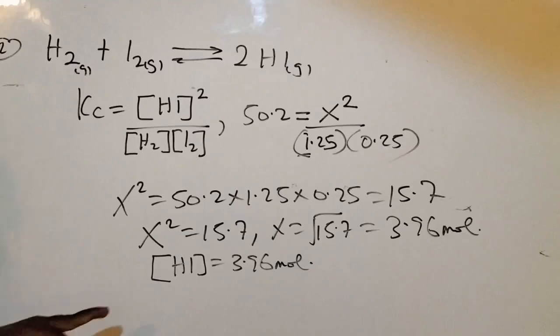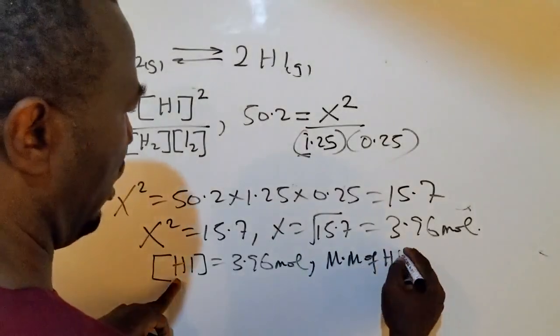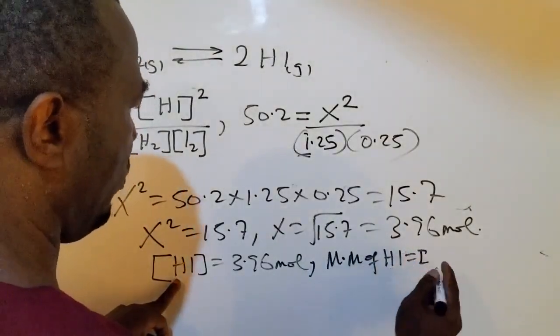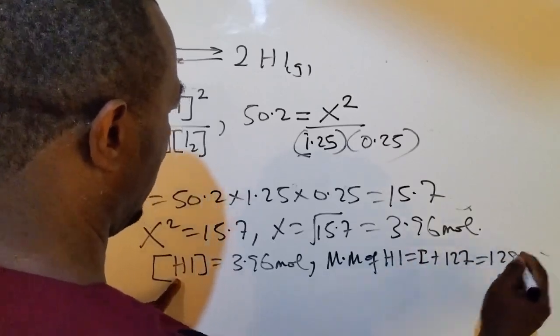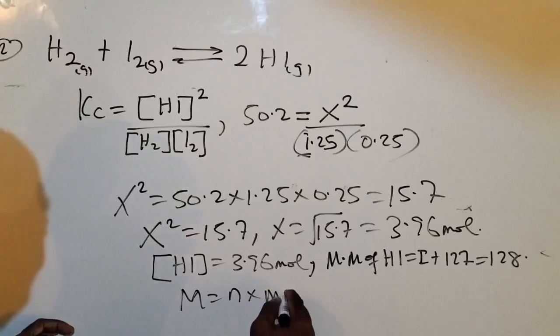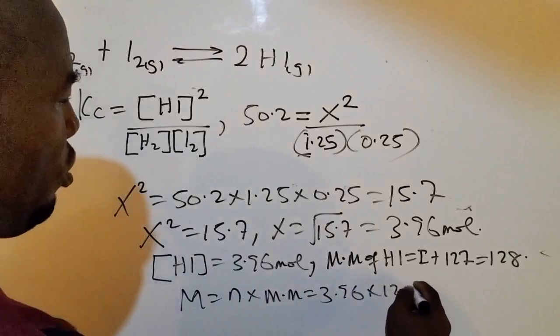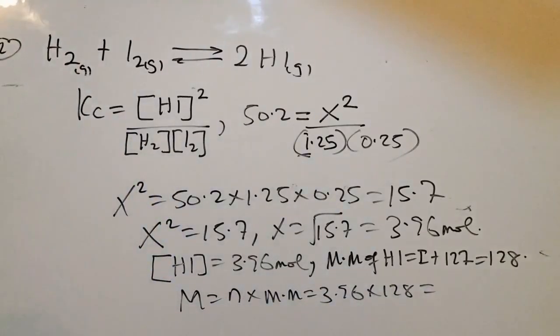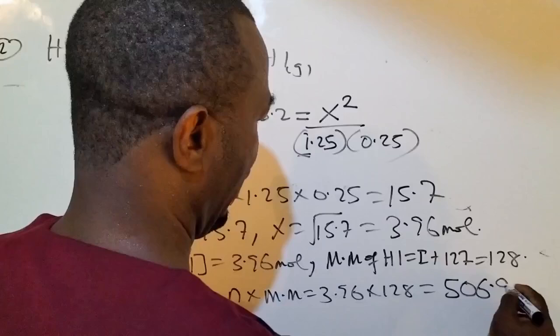So find the molar mass of this compound. The molecular mass of hydrogen iodide is given to us as 1, the atomic mass of hydrogen, plus 127, the atomic mass of iodine, giving us 128. And you know that mass is mole times molar mass. That becomes 3.96 times 128. When you multiply, you have your final answer, which is 506.9 grams.